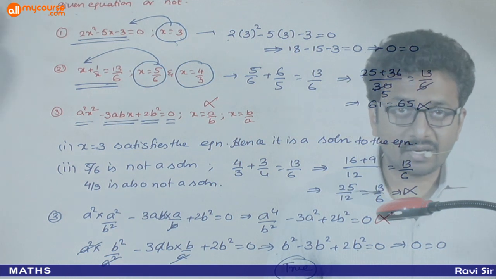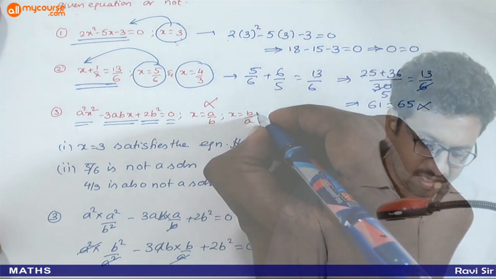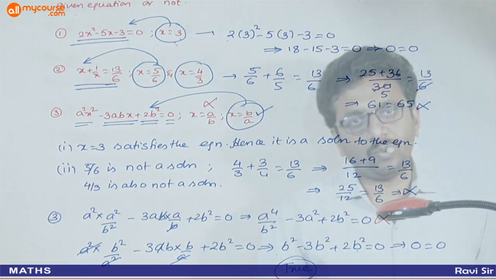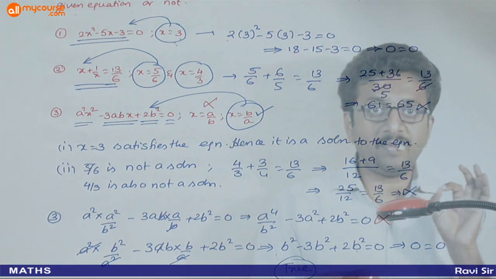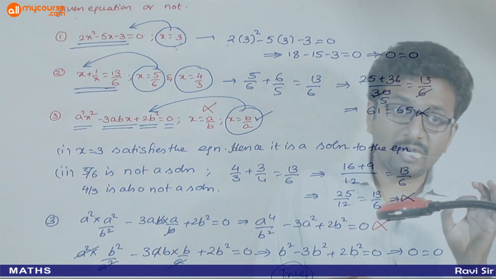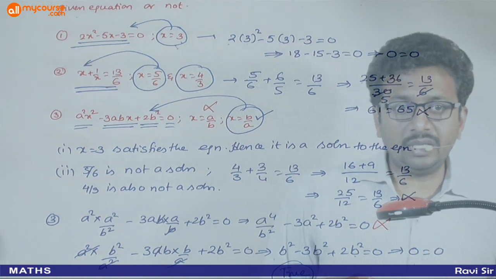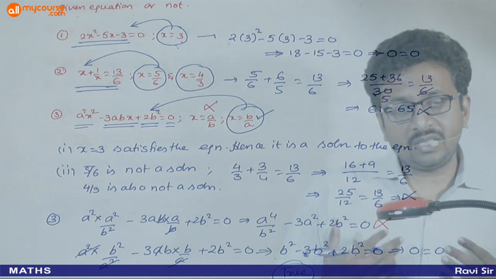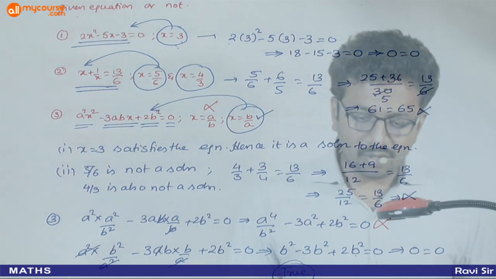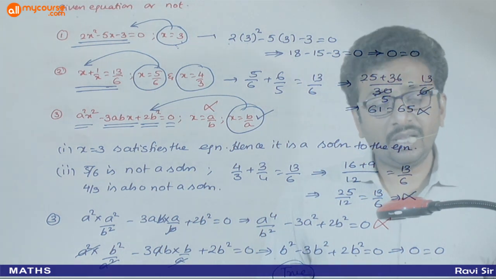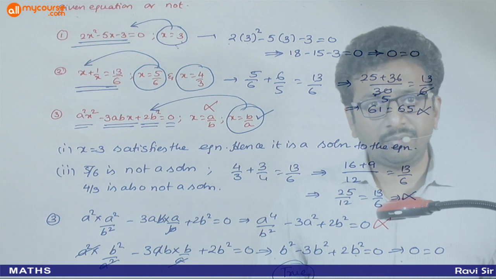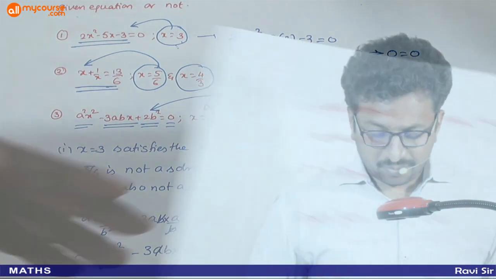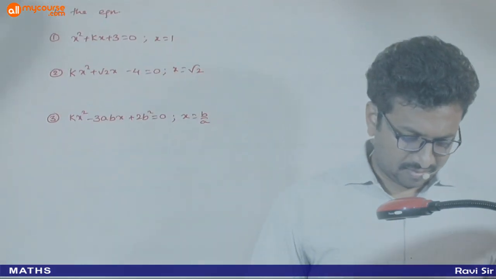Hence, what is your conclusion? X is equal to b by a is a solution to this equation. So a by b is not a solution, but b by a is a solution to this equation. Is it clear? So you understand the meaning of the solution of a given quadratic equation. Next, you can also have problems which look like this. Okay?